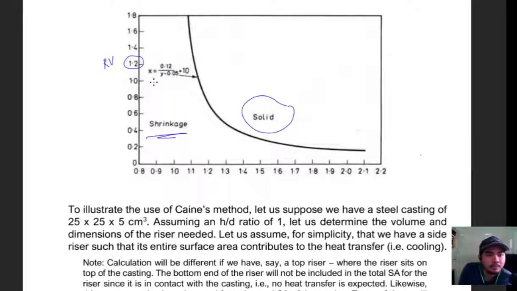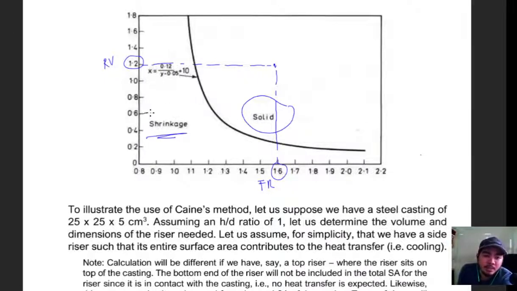Sorry, it's reversed, no? Actually it's right. The freezing ratio is X, and Y is the relative volume, no? Okay? So for example, the freezing ratio we computed is 1.6. So if we plot that, we see that it is well inside this region, no? So we are sure that this type of configuration will produce a solid casting.